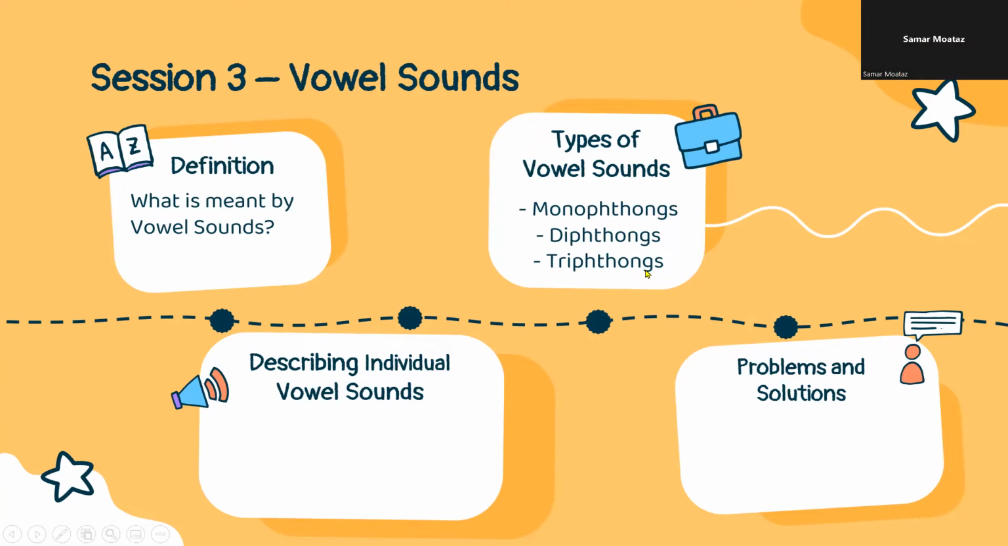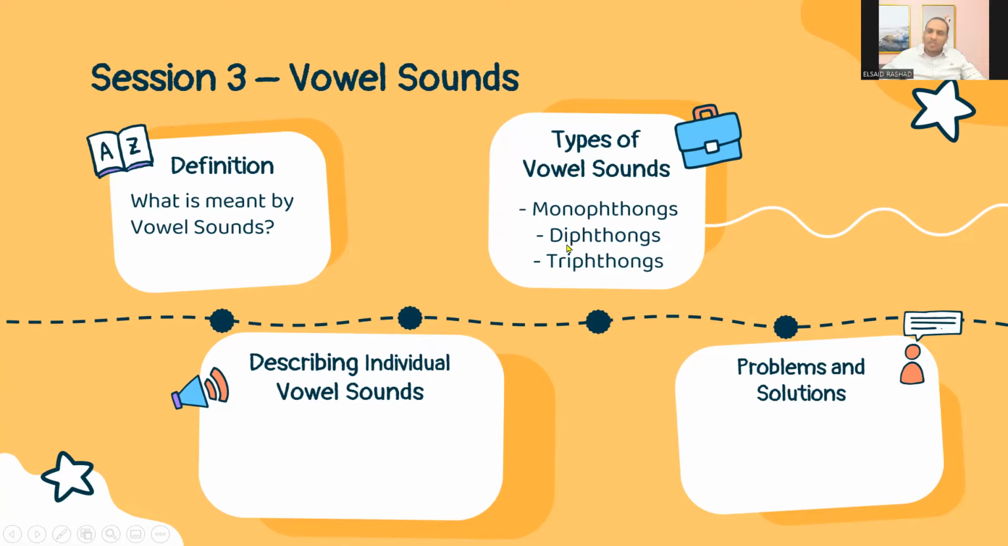Triphthongs are made of three vowels, plus schwa. So we have 12 and 8, that's 20.